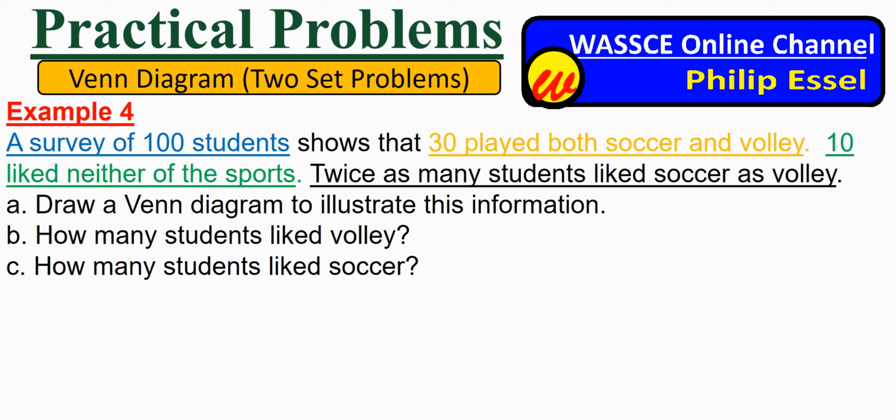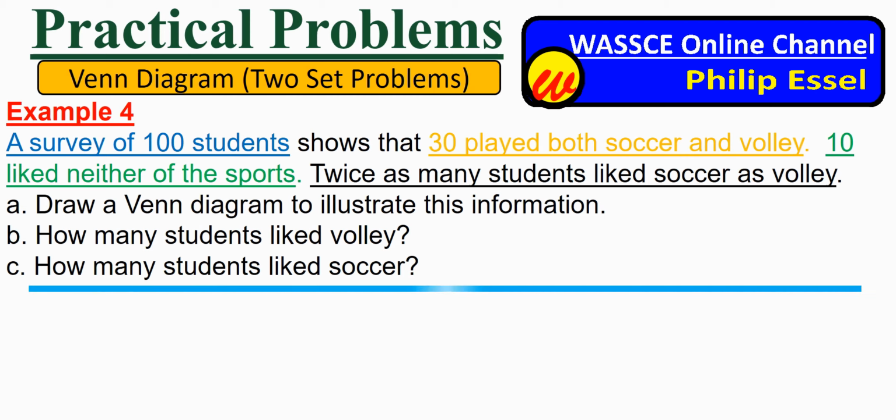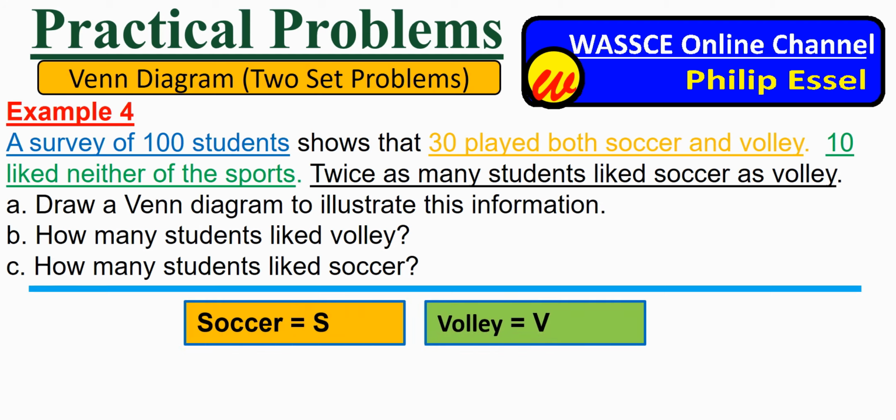Let's pick up the most important information from the question. From the question given to us, some of the students played soccer whilst others played volley. So we would represent soccer by capital S and volley by capital V. We are told that the total number of students who took part in the survey was 100. So you would have to write this information down.